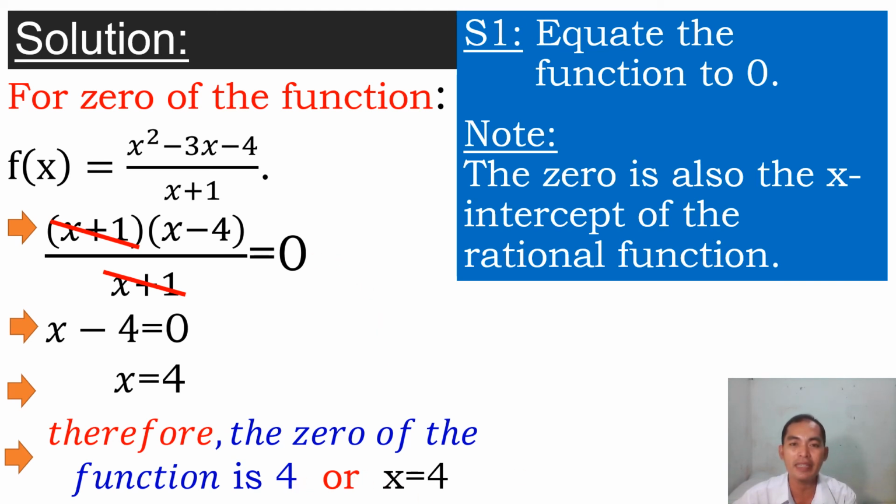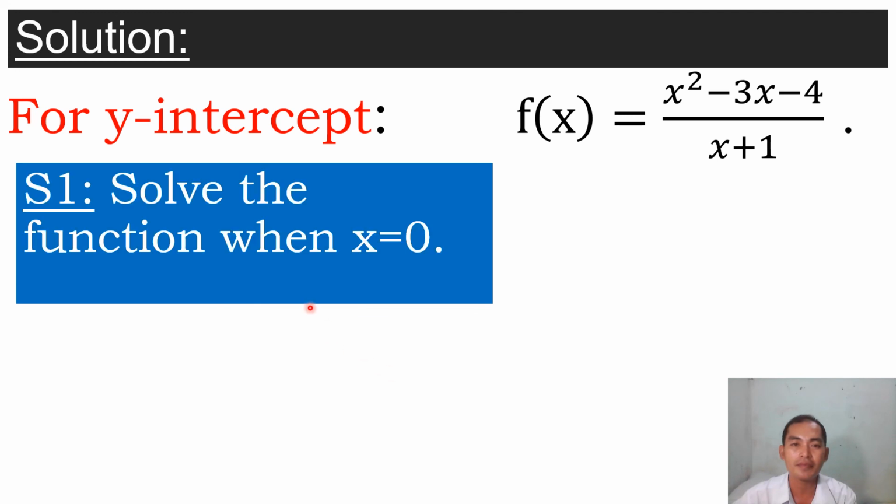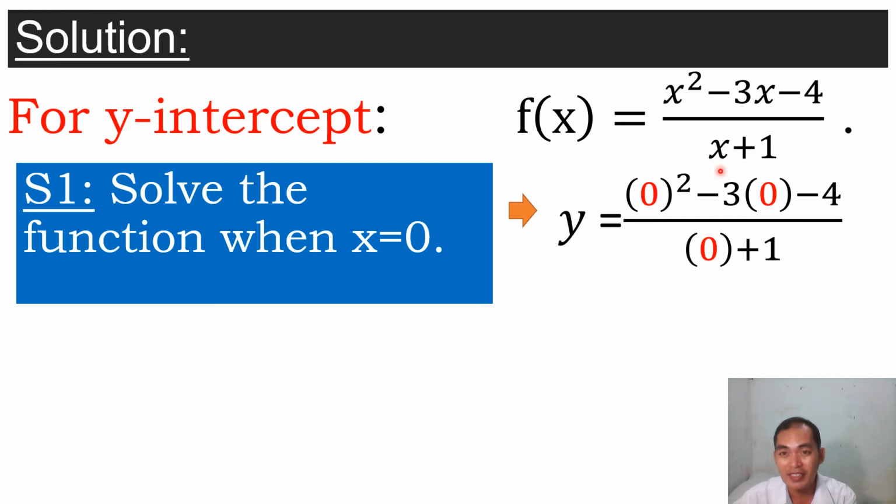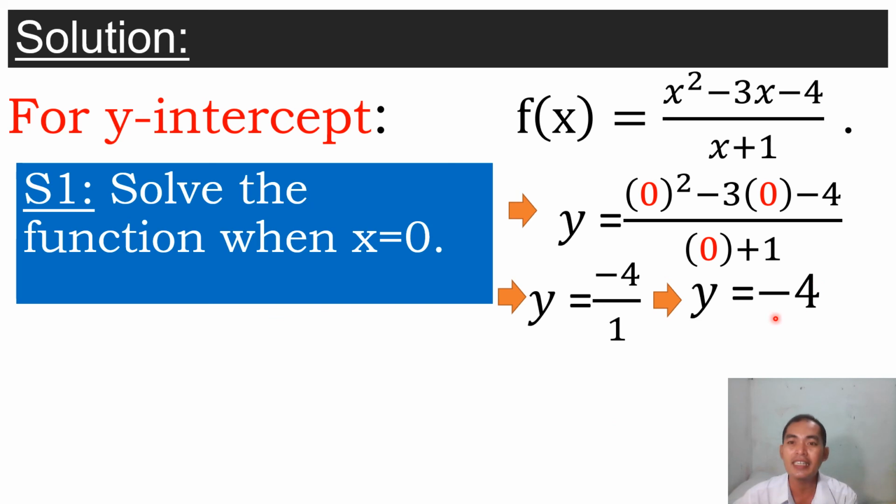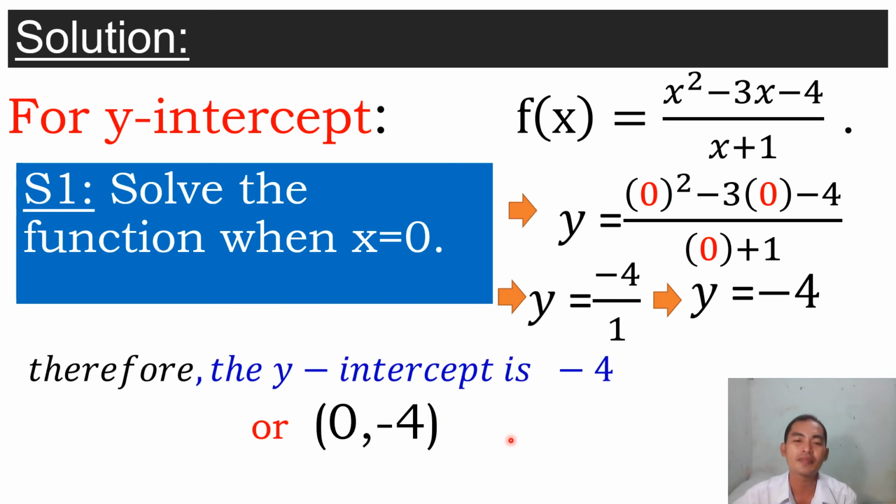And the y-intercept is, solve the function when x is 0, put 0 in everything. Look, when you put 0 in this x squared, the x squared is cancelled, negative 3x is cancelled, and the x below is cancelled. What is left? Negative 4 over positive 1. So, isn't it? That's the shortcut. No need to substitute. When you can apply the shortcut, you do it. Y equals negative 4. That's the y-intercept. Or coordinate (0, negative 4).